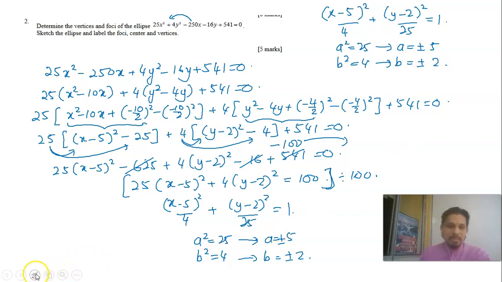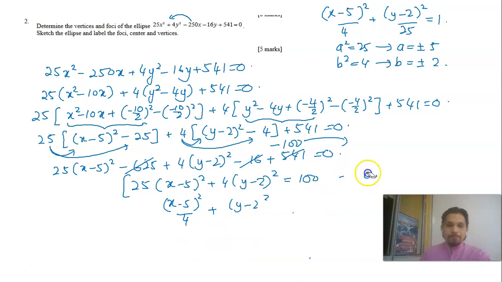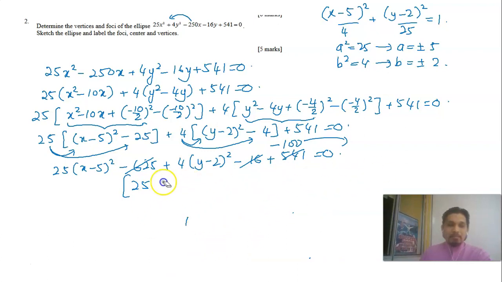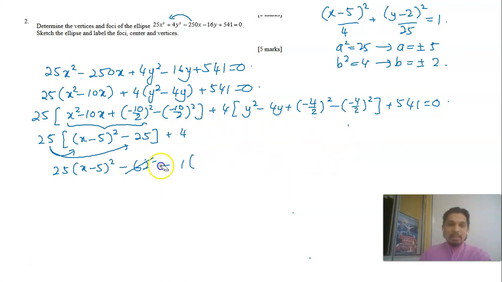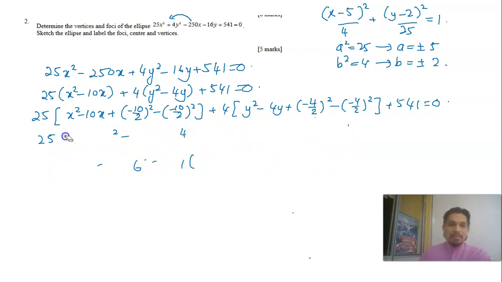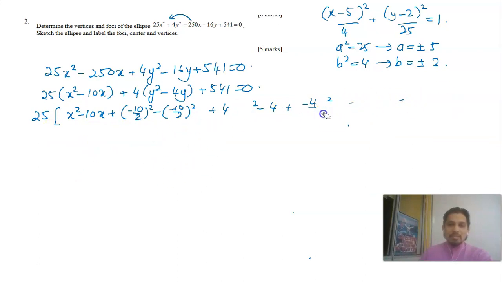Okay, so then I can clear everything here, because we need a space to sketch the graph of an ellipse and label every single point or element, the center, vertices, and foci.